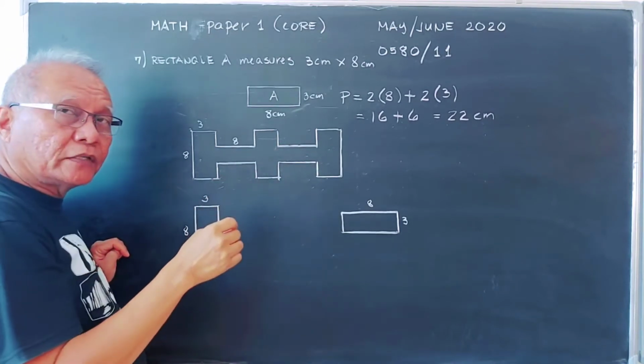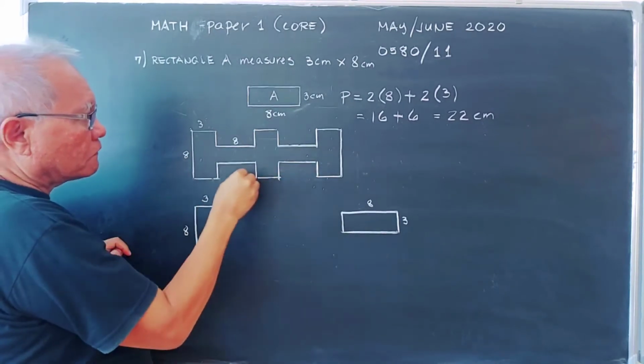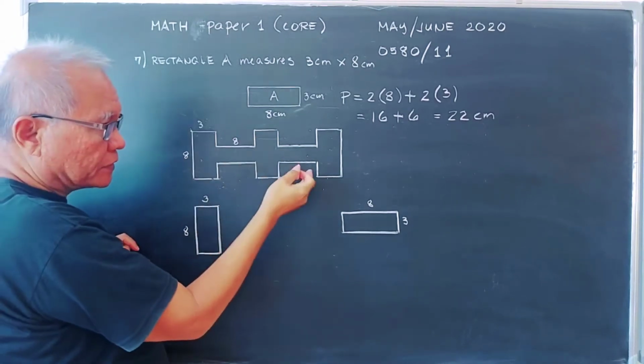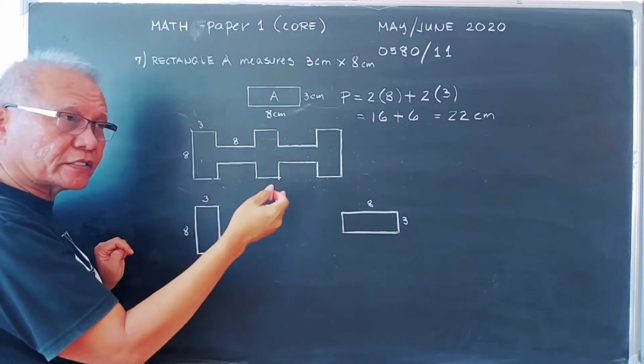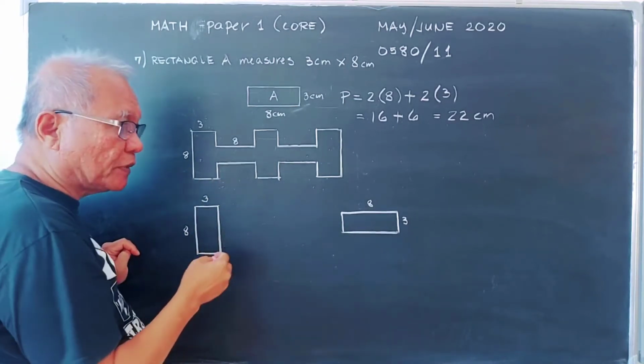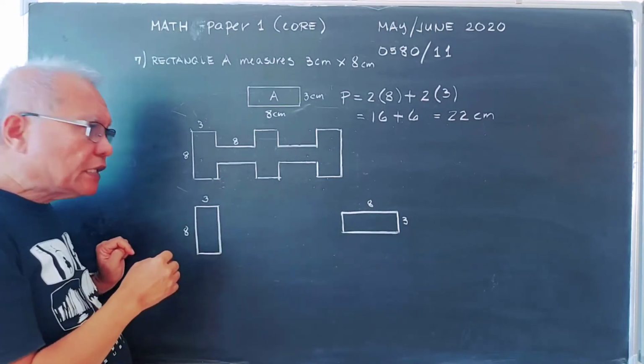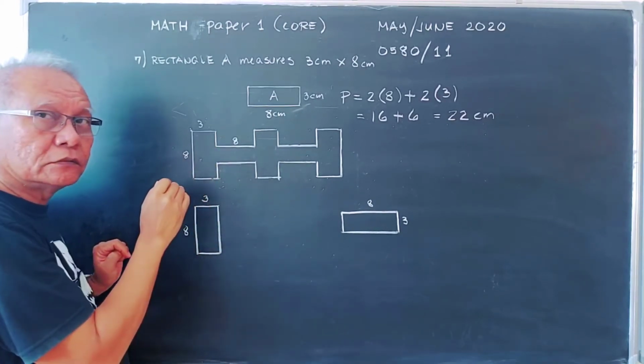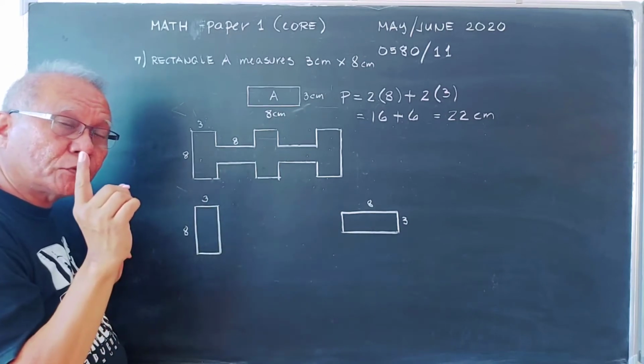We can determine the perimeter of this figure by multiplying 8 by how many 8s and 3 by how many 3s. Then we add them and we have the perimeter. But let's have another method of solving this one. That is the first method if you want.